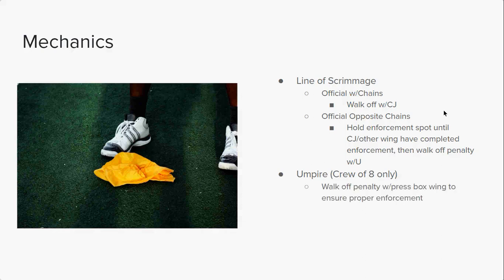In a crew of 8 only, the umpire walks off the penalty with the press box wing to ensure proper enforcement. The deep officials are also responsible to make sure we have correct enforcement and check on the status of the clock. You may check lateral ball position if that's important, or we should be in position 1 or position 3 or whatever. So just make sure we have that stuff ready to go so when the referee's done with his announcement, they can get confirmation from one of the officials whether the clock should be running or stopped or whatever is going on.